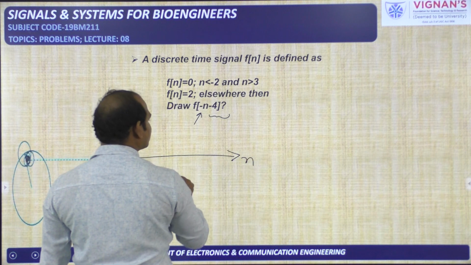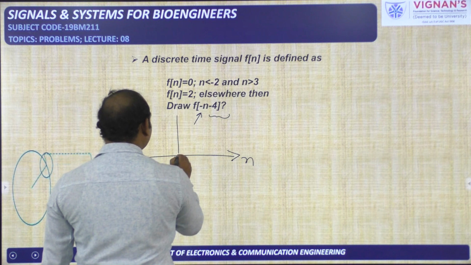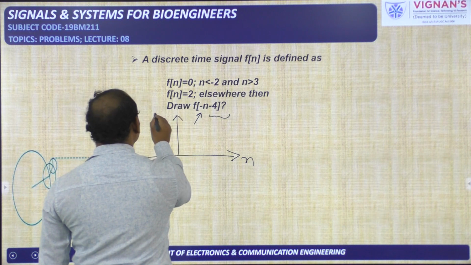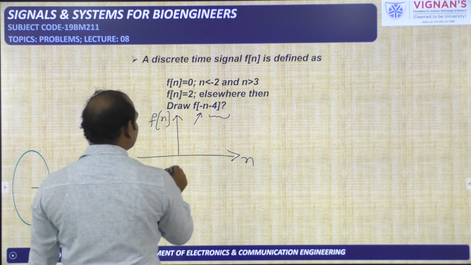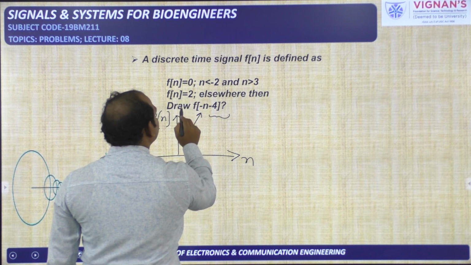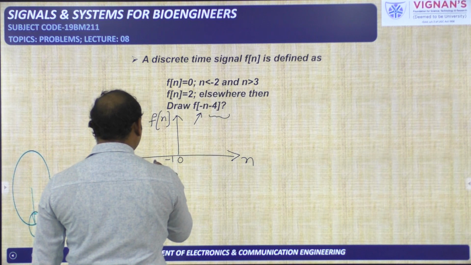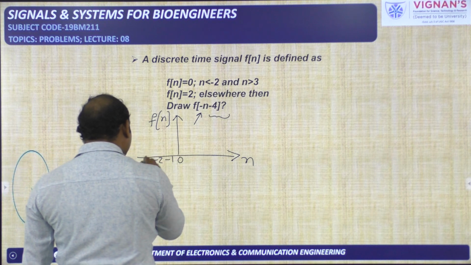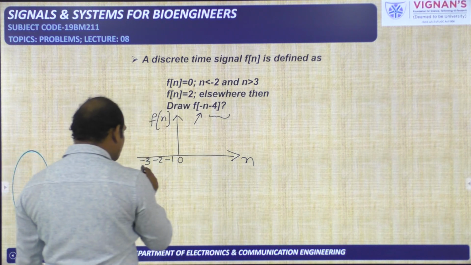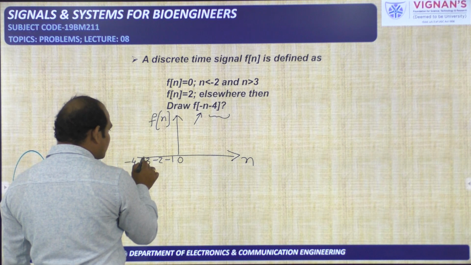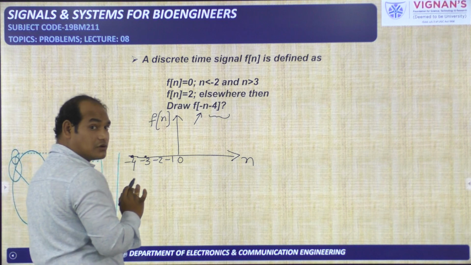This is discrete time signal, so independent variable is represented with n, and n will take only integer values. So this is f of n, this n should be represented in the square bracket. F of n is equal to 0 when n is less than minus 2. This is 0, minus 1, minus 2. N is less than minus 2, they have given not less than or equal to. So you should take zeros from minus 3 onwards to the left side. So like this you have to take.